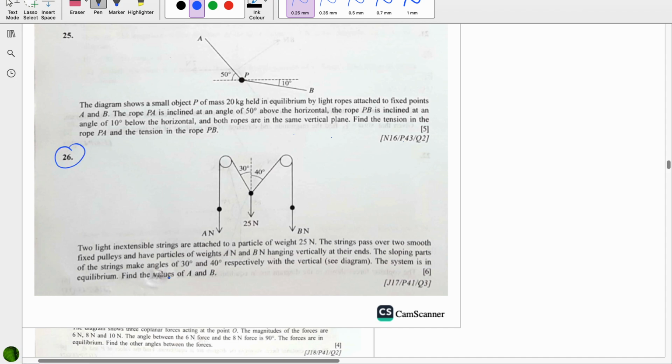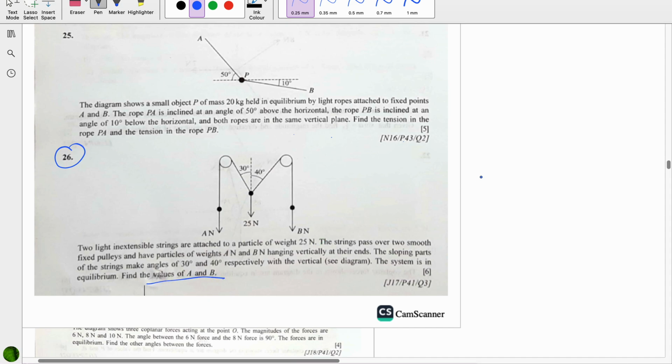Question number 26 says two light inextensible strings are attached to a particle of weight 25 newtons. The strings pass over smooth fixed pulleys and have particles of weight A newtons and B newtons, both unknown, hanging vertically at their ends. The sloping parts of the string make an angle of 30 and 40 degrees respectively with the vertical as shown in the diagram. The system is in equilibrium. Find the values of A and B.